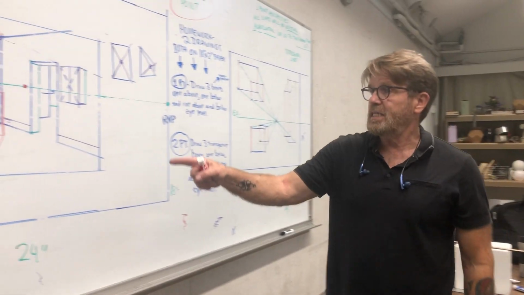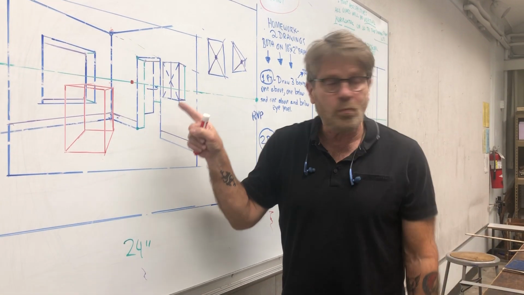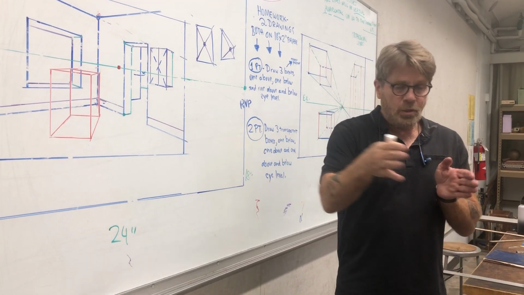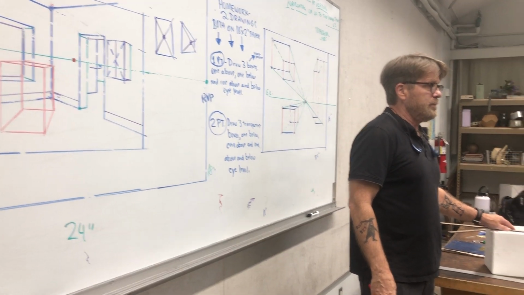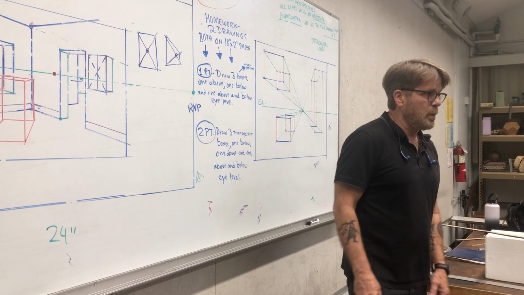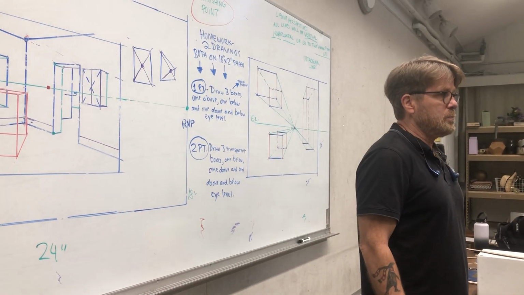I could put another vanishing point here and make a 1-point perspective box here. I can make multiple 1-point perspective boxes in here. But once I started turning the box too much, it becomes 2-point perspective, okay? You guys follow? Okay, but wait, there's more. Josh, you want more? Yeah. Josh wants more. Okay, who else wants more?